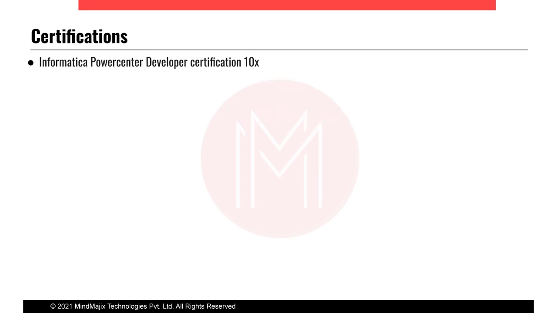So the next slide is the certification part. What type of certifications are you eligible for after this training? The certification is the Informatica PowerCenter Developer Certification. You can qualify for it after this training from our Informatica vendor. The PowerCenter Developer Certification 10x will be valid for around 2 years, and after this you have to certify again if you want to. But after one certification, you are a certified Informatica PowerCenter Developer. That's it.